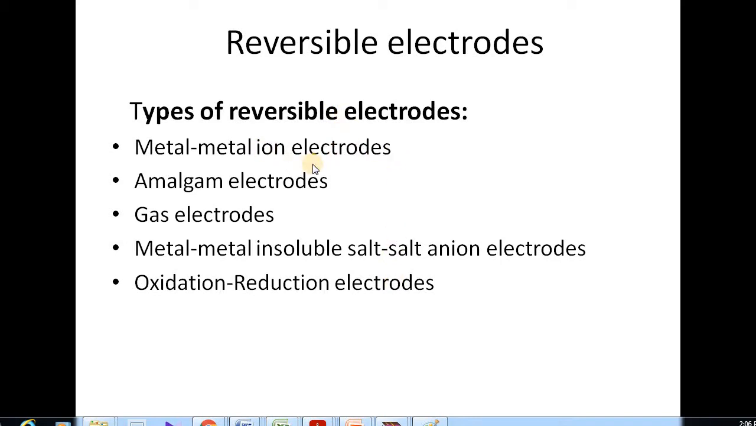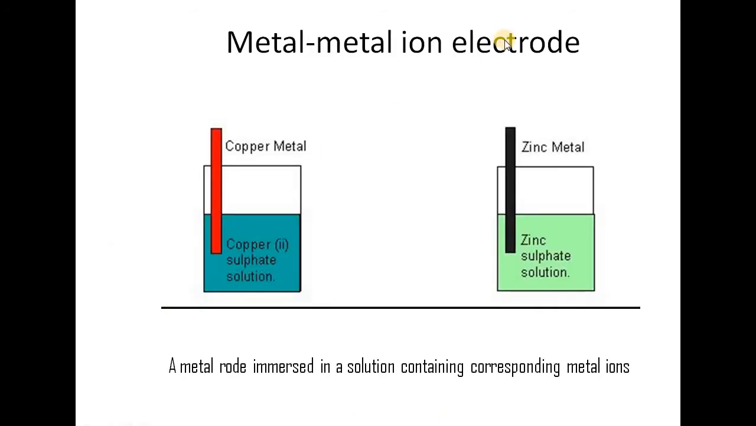The first one is the metal ion electrodes. The second one is the amalgam electrodes. The third one is the gas electrodes. The fourth one is the metal insoluble salt anion electrodes, and the fifth one is the oxidation-reduction electrodes. So the first one is the metal ion electrodes.